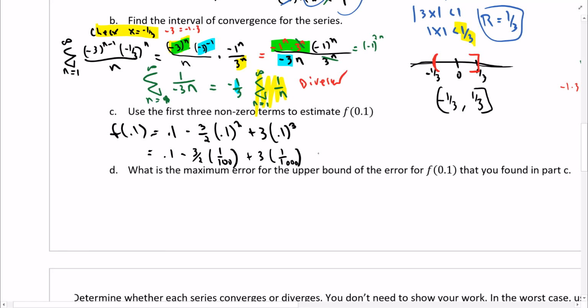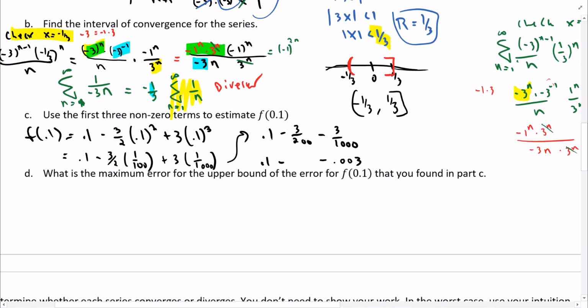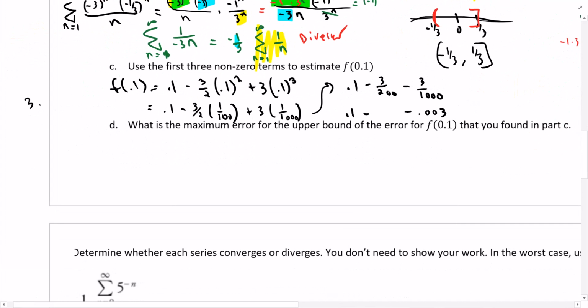And so, keeping on going, we're getting 0.1 minus 3 over 200 plus 3 thousandths. So this is 0.1 minus 3 over 200. We can do that division real quick. 3 thousandths is basically 0.003. Let's do 3 divided by 200 real quick. No, that's the wrong way around, isn't it?